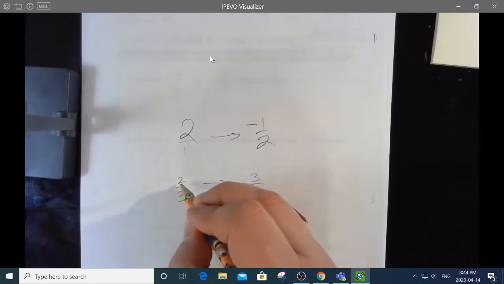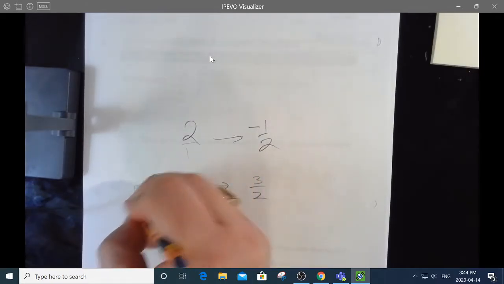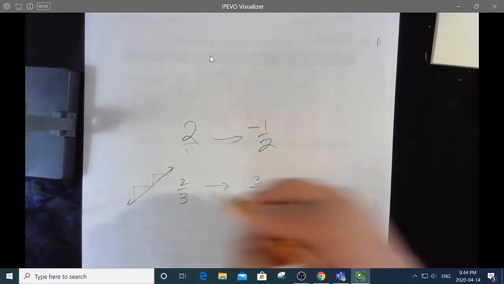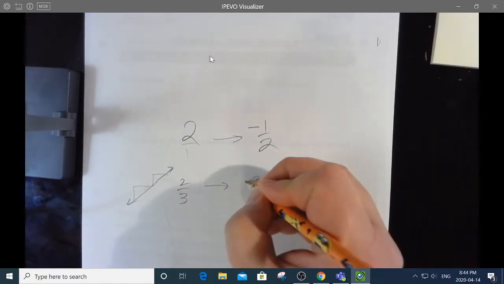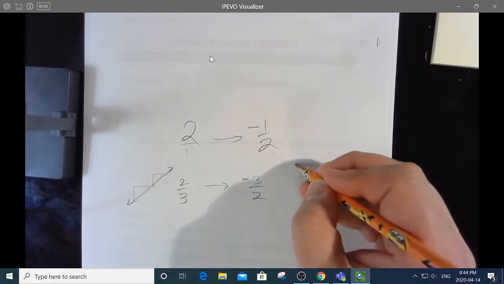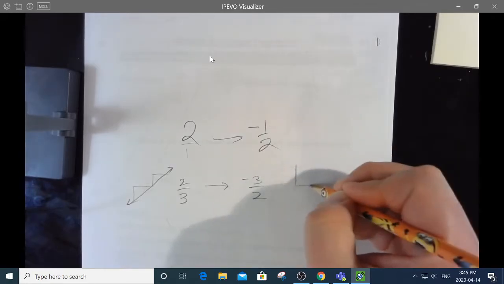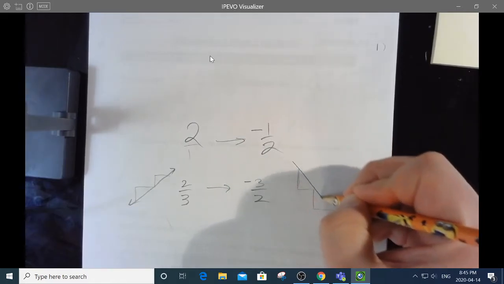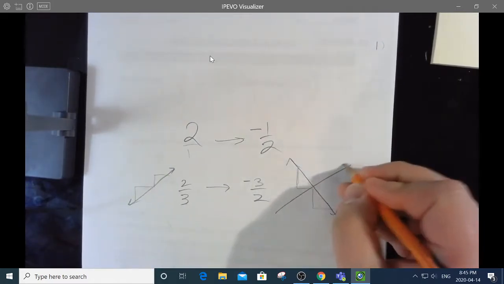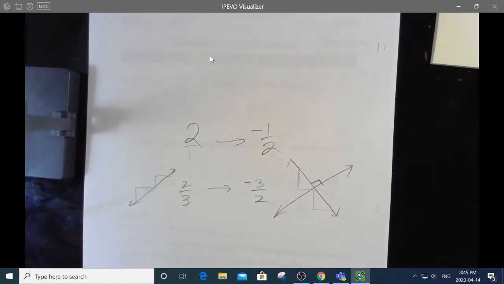If I had a line with a slope of 2 over 3, it rose 2 for every 3 that it ran, right? Up 2 over 3, up 2 over 3. That's my line. What would the line look like that hits it at a right angle? It would be negative 3/2. In other words, it would go down 3 over 2, down 3 over 2, and that would be the line. If you picked up this line and put it onto that line, they would cross at right angles.